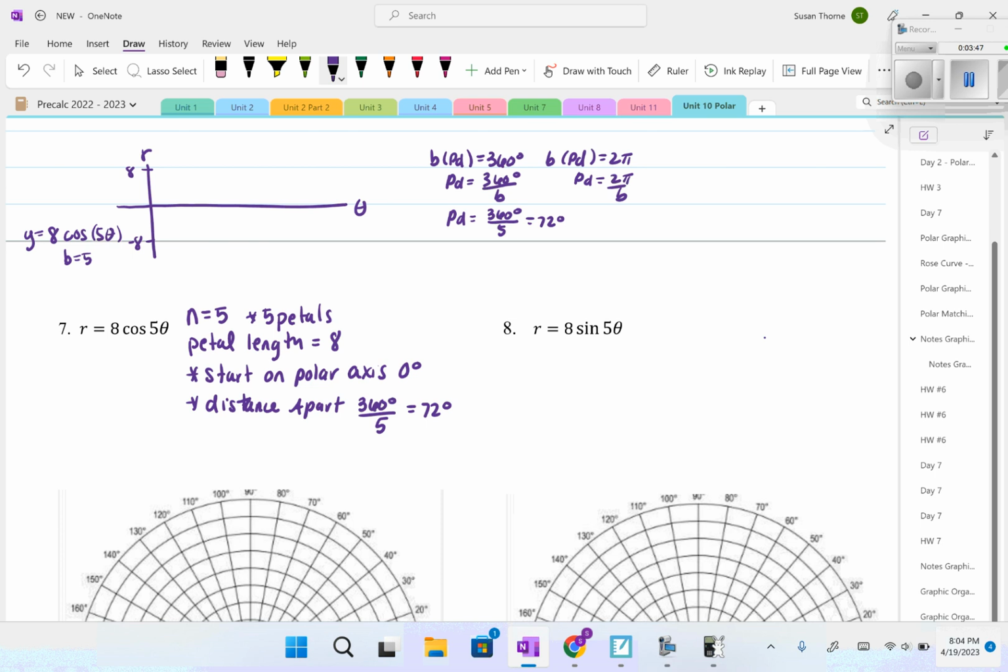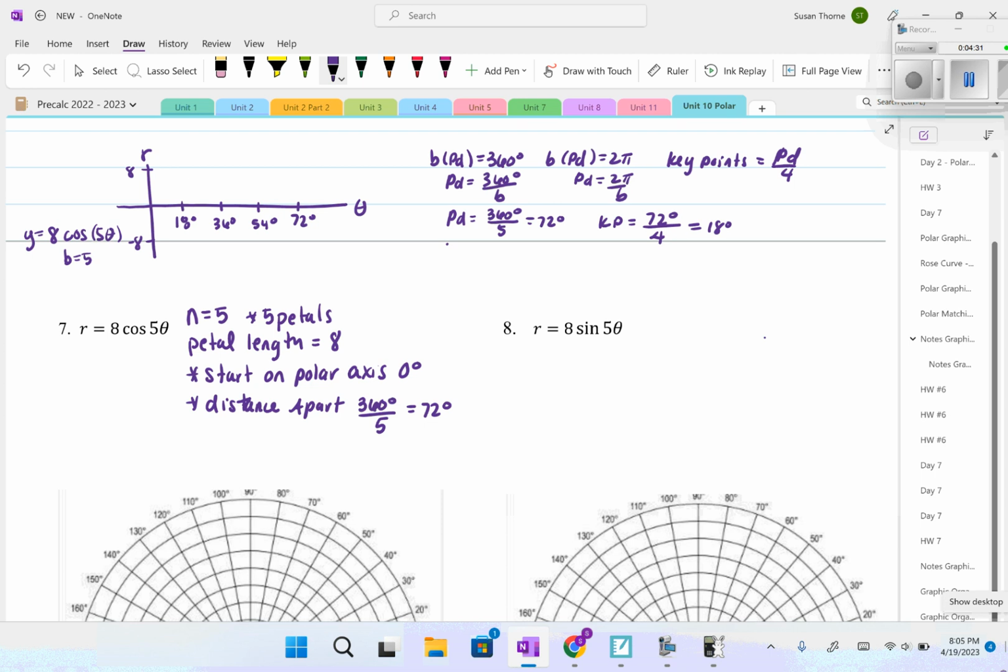Then if we want to figure out the key points of our graph, remember we said the key points, you take the period and divide it into 4 equal parts. And so in this case, the period is 72 degrees, so your key points are going to be equal to 72 degrees divided by 4, and that is 18 degrees. So we would have 18 degrees. Then if we add another 18 degrees, we get 36 degrees. Another 18 would be 54 degrees, and another 18 is 72 degrees.